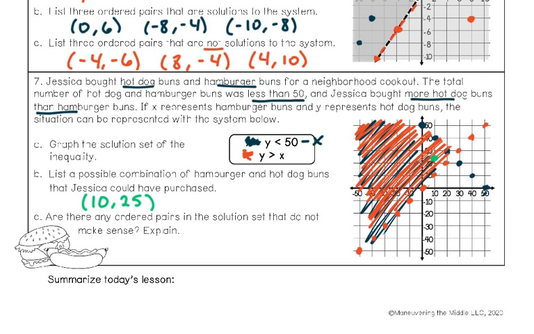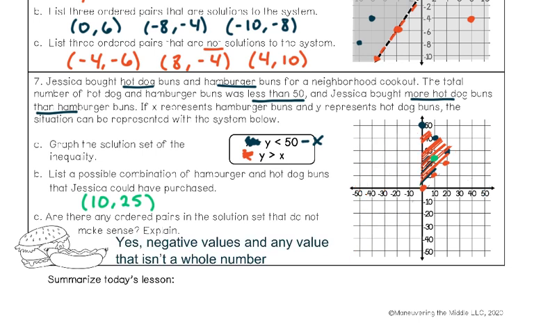So then the last question is, are there any ordered pairs in the solution set that do not make sense with this problem? Yeah, so since this is a real-life example, even though the negative values are part of the solution set for this inequality, it doesn't make sense for them to be considered for this real-life system. Only these numbers make sense with this system. It also doesn't make sense to have any decimal or fraction values since we're talking about the number of hamburger buns and hot dog buns.